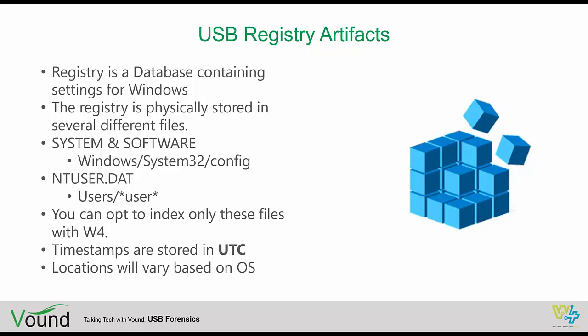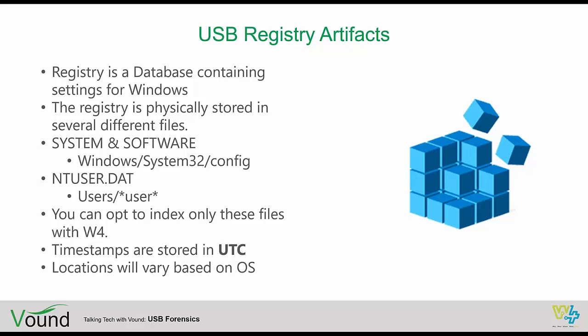So on to the registry. The majority of our USB artifacts will be located in the Windows registry. If you aren't familiar with the registry, this is basically a database that stores all kinds of low-level settings for the Windows operating system. It has information about settings, options, and other values for programs and hardware installed on the PC. Of course, again, this includes USB devices. The registry is physically stored in several different files. Today, we're only going to be looking at those that are more likely to contain USB device artifact information.